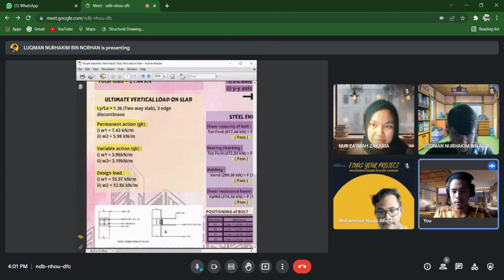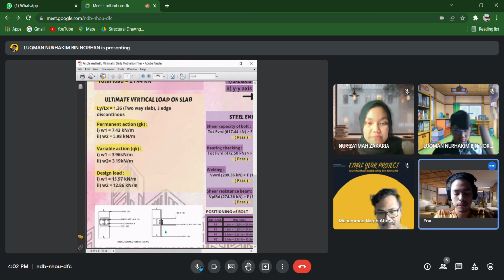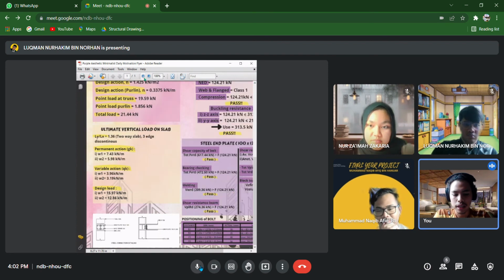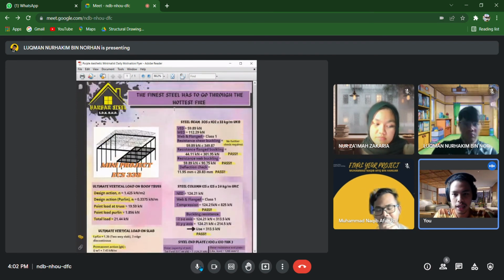As for the conclusion, our group, BARBAR Steel Sendirian Berhad, has chosen the optimum size for each steel beam, steel column, and steel end plate for the connection. We can conclude that the design we obtain after calculation is very optimum and does not lead to any wastage.